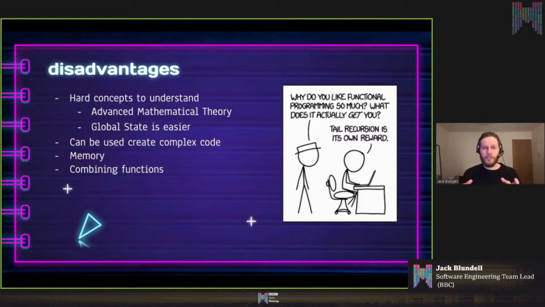Immutability and recursion can increase RAM slightly, but as we know, memory is very cheap, and functional programming languages have very clever ways of managing memory. So it's not a big deal, but it is still a consideration. And then lastly, combining functions is hard. Creating one pure function is really easy, but actually chaining them together and chaining monads together becomes a little bit more tricky.